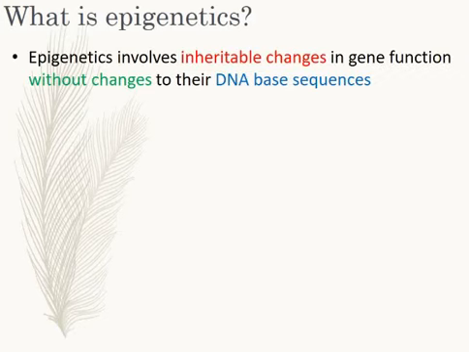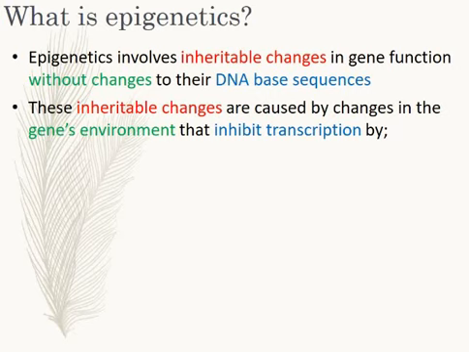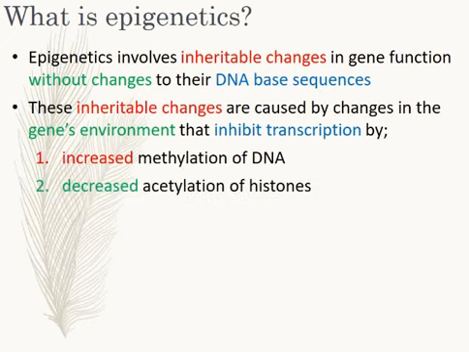So as I mentioned, epigenetics involves inheritable changes in gene function without actually changing DNA-based sequences. These inheritable changes are caused by changes in the gene's environment, and you can inhibit transcription of those genes by 2 of the things we've already mentioned. So that's methylation of DNA. Increased methylation of DNA will stop transcription, or you can decrease the acetylation of histones. And don't worry too much if this is confusing. I will show you some diagrams in a minute.